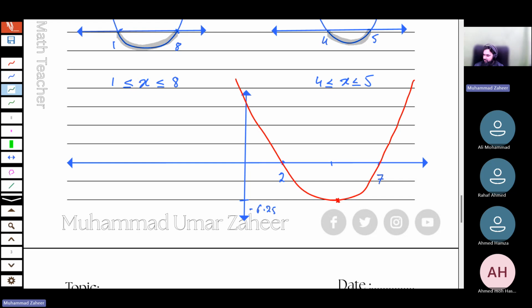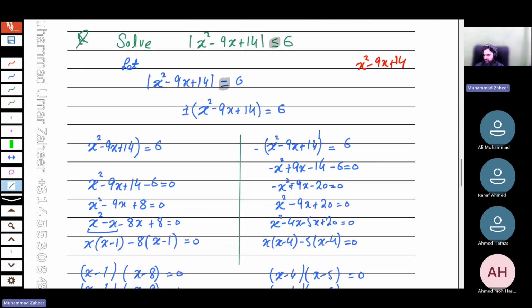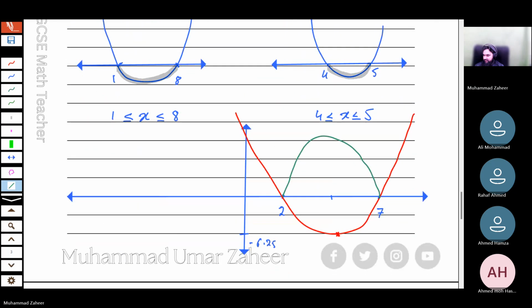If you change it as a value, the negative part of the graph is going to become positive. I told you what the modulus graph does. It changes the negative values into positive, and this value is going to be lesser than or equal to 6. So this is a line, y is equal to 6.